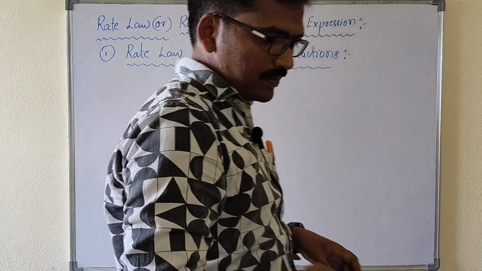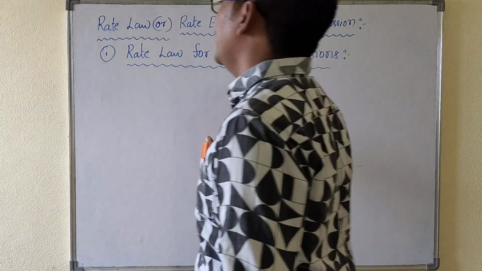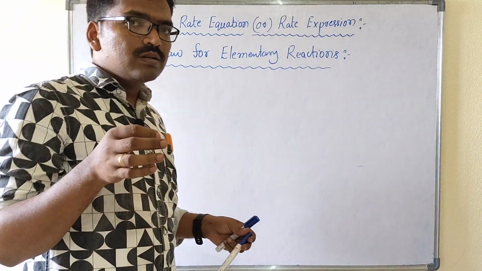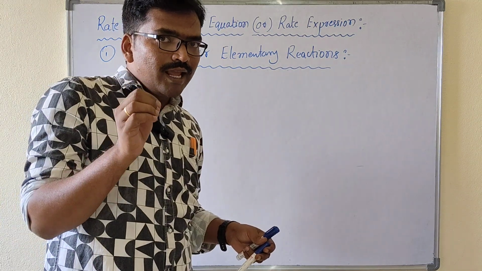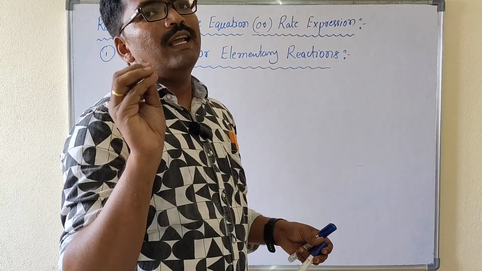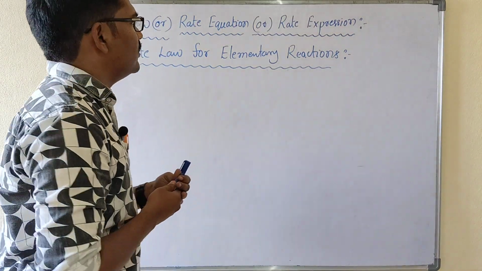Elementary reactions, what is it that we should observe? So first, what are elementary reactions? Elementary reactions are the reactions which take place in a single step. The reactions which can take place in a single step, those reactions are called elementary reactions.